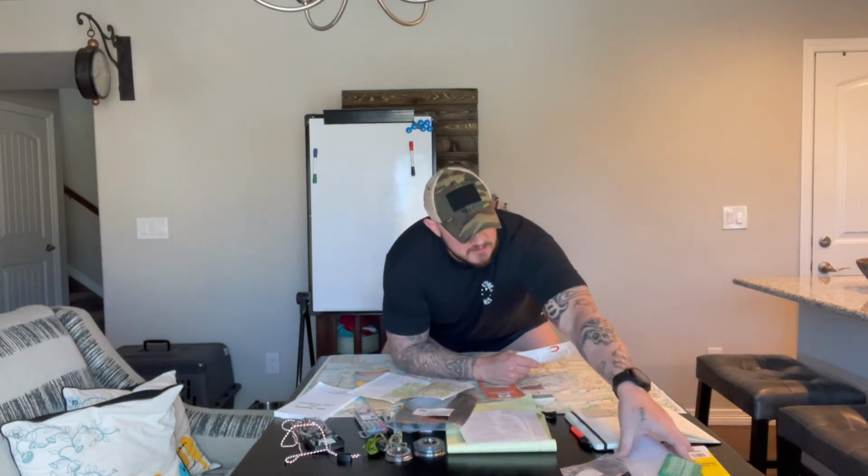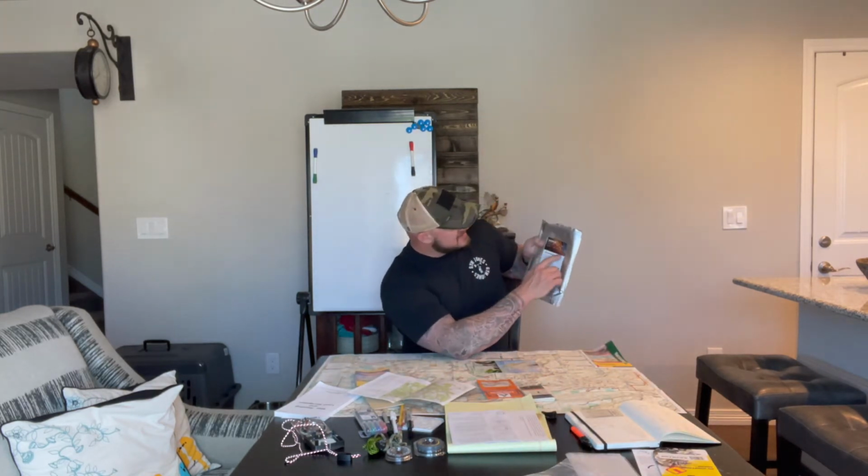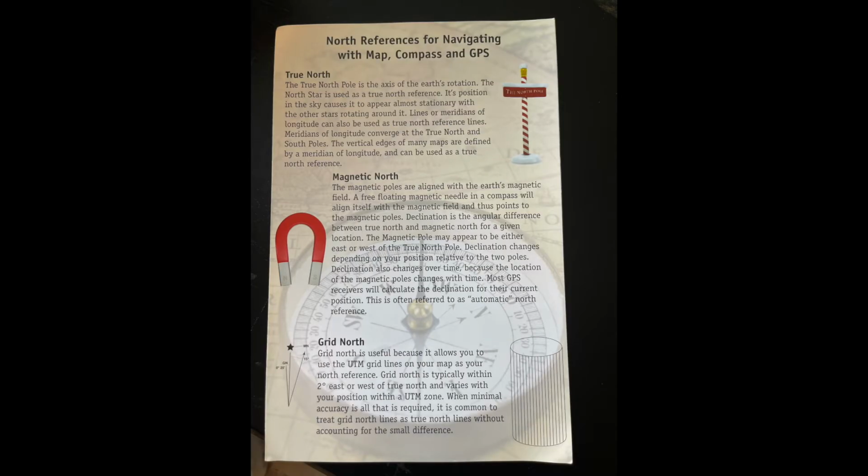I have this little thing from Navigation Boss, the 16-piece land navigation kit. It's actually a really good little kit if you buy it, and it has a bunch of little stuff in there. Like this one: true north is the axis of Earth's rotation, magnetic north is the magnetic field, and grid north is the lines on here, okay?